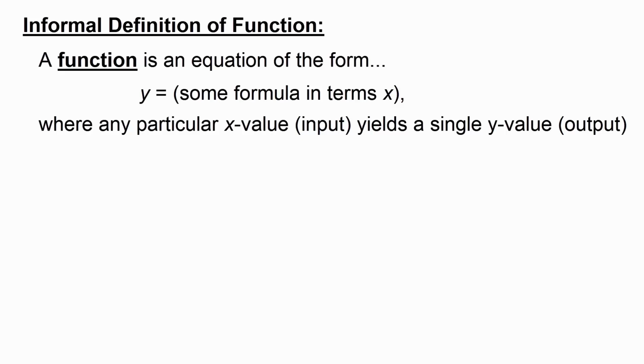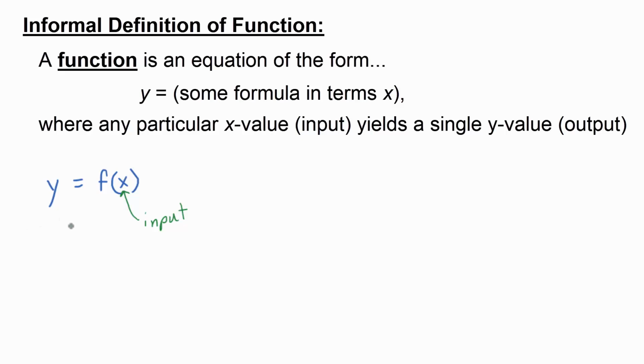So here's the notation you've seen in the past. Y equals f parentheses x. How do you say that? Y equals f of x, and it's understood then that x stands for an input. So a function is a set of inputs and outputs. So you have an input, and for any particular input, you get a single output. Otherwise, it's not a function.